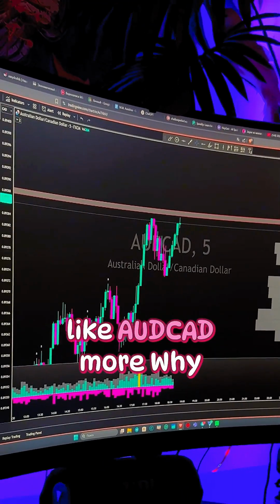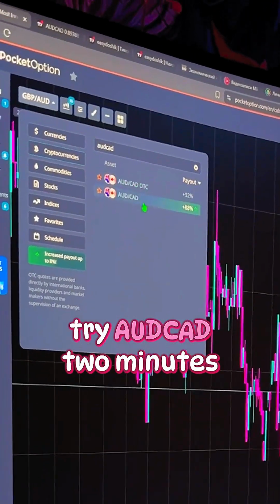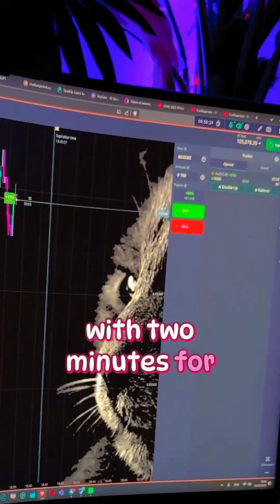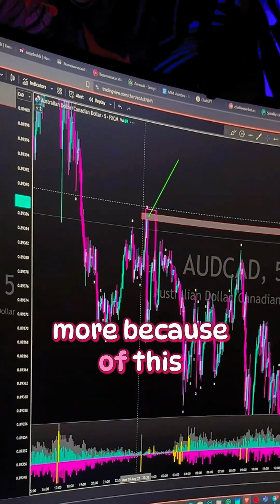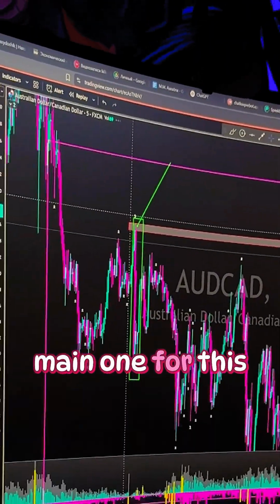Damn, I like AUD CAD more. Why not give it a try? AUD CAD, 2 minutes for an upward move. Let's start with 2 minutes for now. I like AUD CAD more because of this maximum. Right now, it's the main one for this entire period.